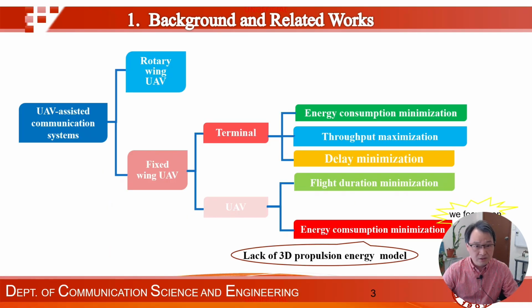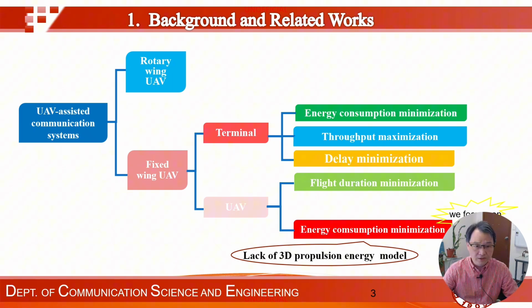In a UAV-assisted communication system, we can generally distinguish between rotary-wing UAVs and fixed-wing UAVs. For rotary-wing UAVs, research has mainly focused on communication performance, for example, throughput, delay, and energy consumption. On the other hand, for fixed-wing UAVs, there are also studies that optimize terminal-related performance. For example, people minimize the energy consumption at the user end or maximize the throughput of the entire system, minimize the delay for data transmission, and also try to extend the flight duration and the range of the UAV.